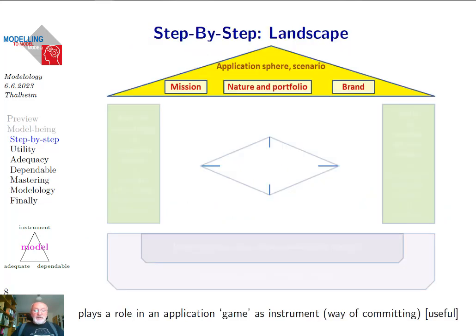Let's do it. Let's start, first of all, with embedding the thing or idea that should become a model into our landscape, into the application sphere, into a scenario. Then in this case, a model plays a role in what I would call again the application game as an instrument. It has a mission, it has a brand for the community of practice, and of course it has some nature and portfolio. Let's look for a practical example.